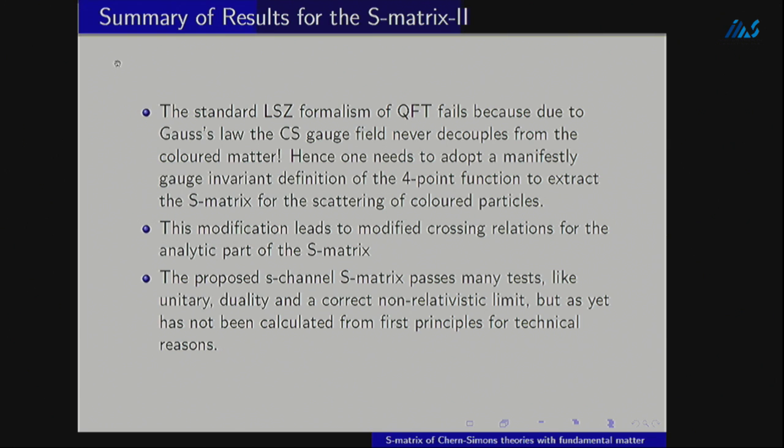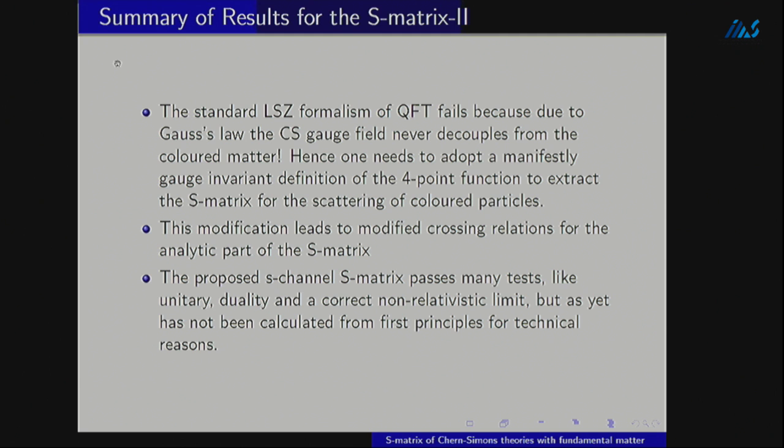The next point I'd like to make is that the standard LSZ formalism for quantum field theory fails here because of Gauss's law again, because the Chern-Simons gauge field never really gets decoupled. You apply the LSZ formalism if you can switch off the interaction, and you have particles in a free Hilbert space scattering, then there is interaction, and that's how you define the S matrix. But here, since you cannot disentangle the gauge field from the matter particles which you want to scatter, you cannot use the standard LSZ formalism. And so we have a certain proposal of what the S matrix definition should be, which I will come to later, which is basically dictated by gauge invariance.